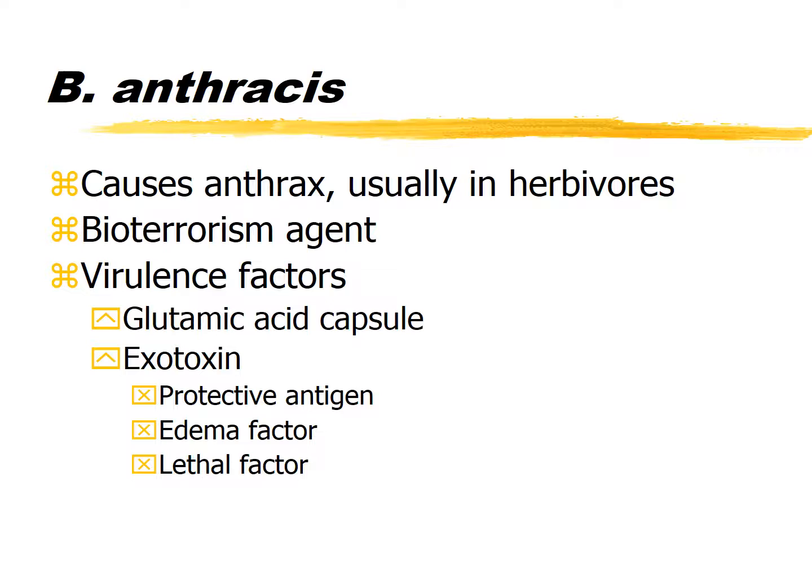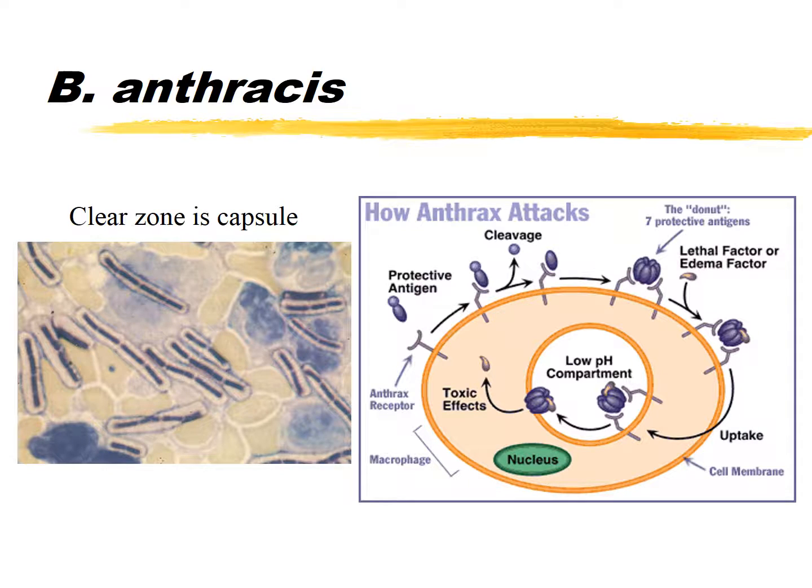So Bacillus anthracis causes anthrax. It's usually in herbivores. It is also a bioterrorism agent, so it's notifiable to the CDC. It has virulence factors, which consist of a glutamic acid capsule and exotoxins. So here's Bacillus anthracis. You've got a clear zone on the left. You can see it as a capsule. It's one of the virulence factors.